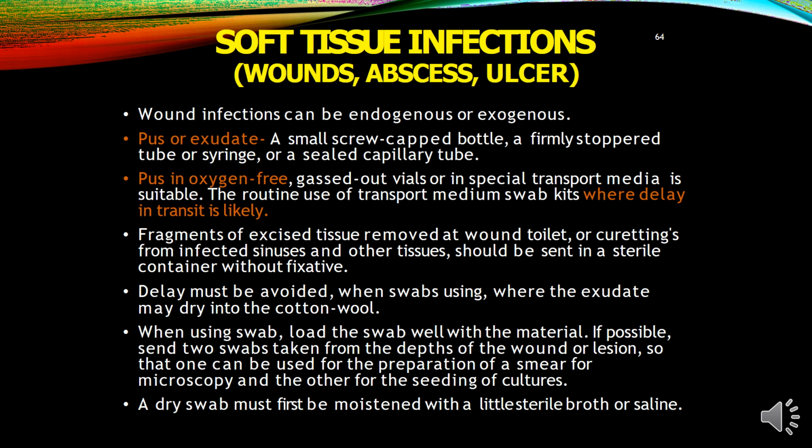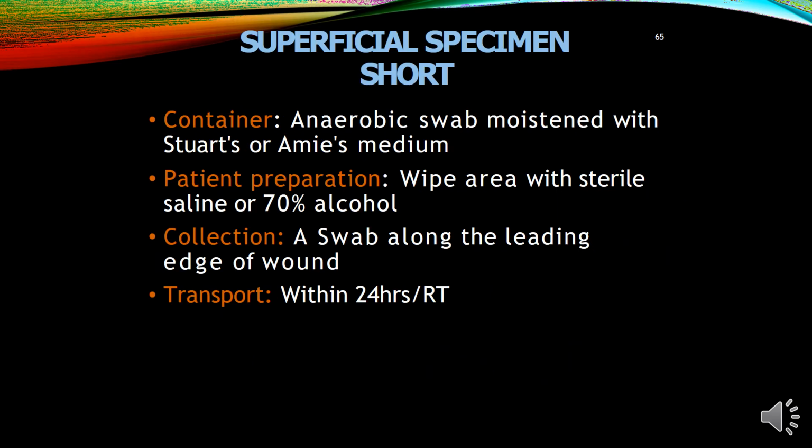If possible, take two swabs from the depth of the wound or lesion so that they can be used for preparation of smears and for microscopy. Then the other sample can be used for seeding cultures. A dry swab must first be moistened in a little sterile container before being used.